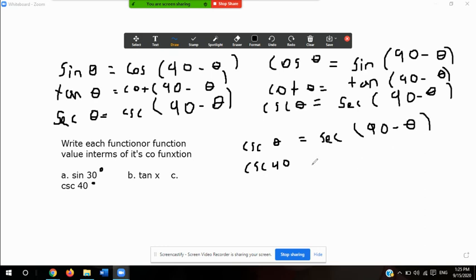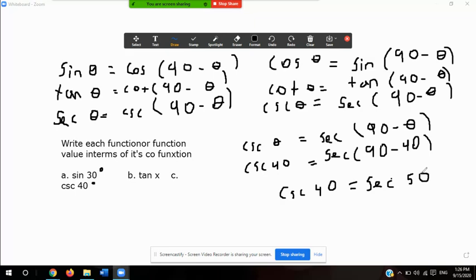And I just plug them in. So the cosecant of 40 equals the secant of 90 minus 40, which is going to equal 50. So we say that the cosecant of 40 equals the secant of 50. Okay, the cosecant of 40 equals the secant of 50.